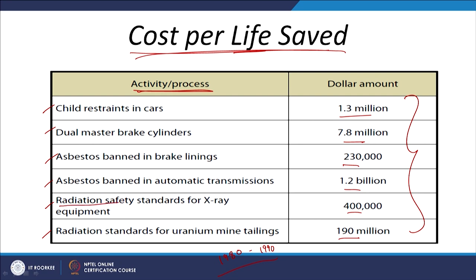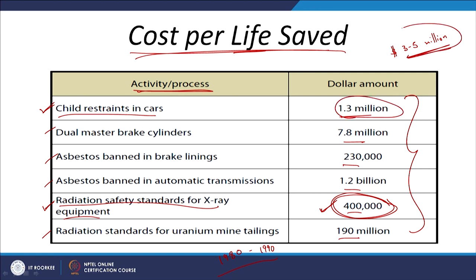Obviously, radiation safety standards for X-ray equipment, with relatively lower costs, and we saw that the average was around $3 to $5 million. This one is about $1 million. So the relevant person will see that the cost per life saved here is less than the average that they usually consider, so they would like to implement this particular aspect. Certainly, also child restraints in cars, because that particular value is lower than the average value per life, and so on and so forth.